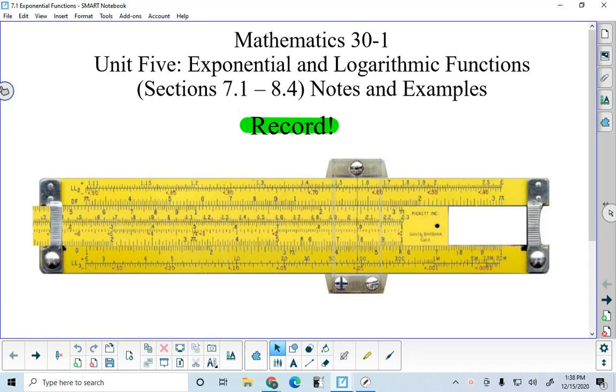You can raise numbers to any power that you want, decimal or fractional, and it works by taking that middle piece and sliding it around. And it uses something called a logarithm, and that's why I have that image.